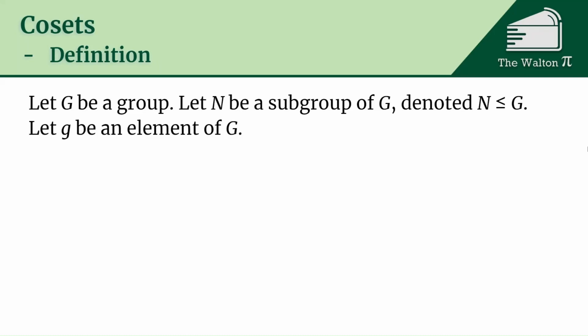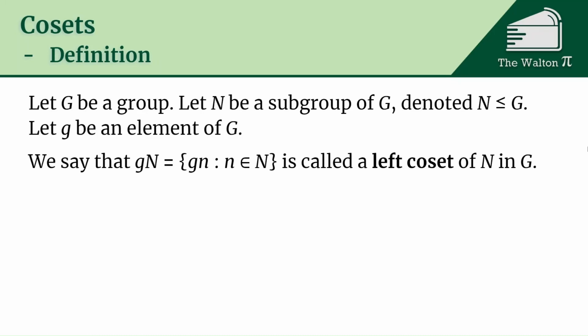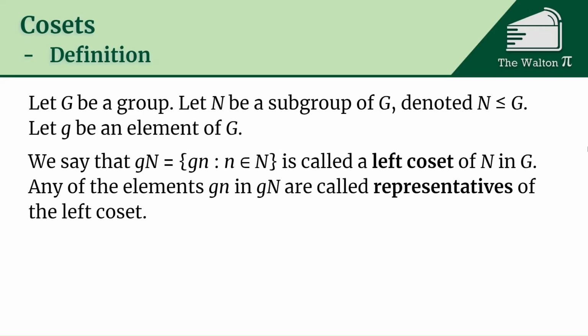And then let little g be an element of our group. We say that gN is the set of elements g times n, where n is an element of our subgroup N. We are going to say that that is a left coset of N in G. That specific set, that's what we mean by a left coset. And any of the elements in gN are going to be called representatives of the left coset. They are elements in it, so those are all representatives of it.